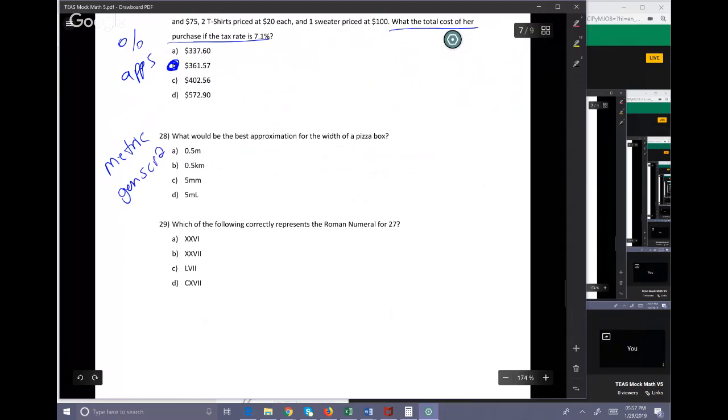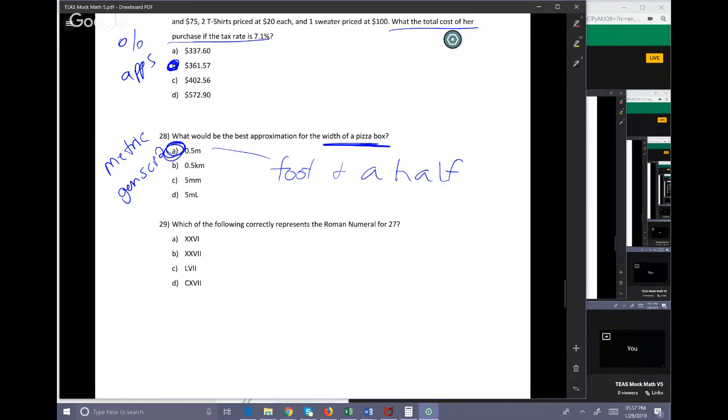28 is from metric as well as general science 2 or science reasoning 2. Metric approximation. The only thing that is sitting here that could possibly be a pizza box would be 1/2 meter. 1/2 meter is about 1.5 feet, give or take. And you are expected by this point to be able to move between the different units with some fluidity, being able to figure out the differences between the two and how you can have a frame of reference for everything. When I see half a kilometer, that's like half a mile, right?